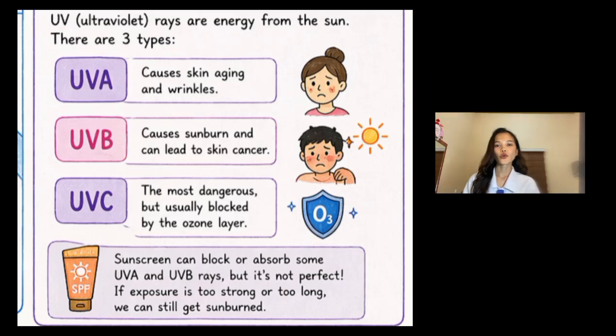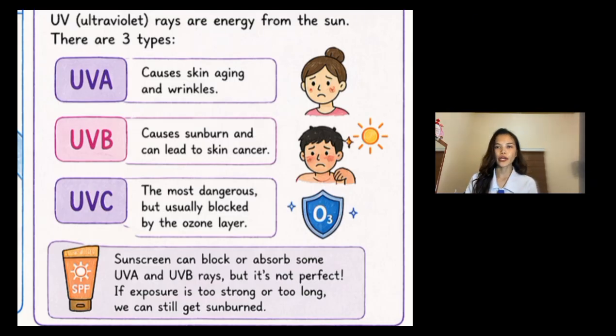UV stands for ultraviolet, and they are the energy coming from the sun. And for the information of everyone, we have 3 types of UV rays, which are UVA, UVB, and UVC. The UVA causes skin aging, while the UVB causes sunburn and worse, skin cancer. While the UVC is the most dangerous one, but it's usually blocked by the ozone layer.